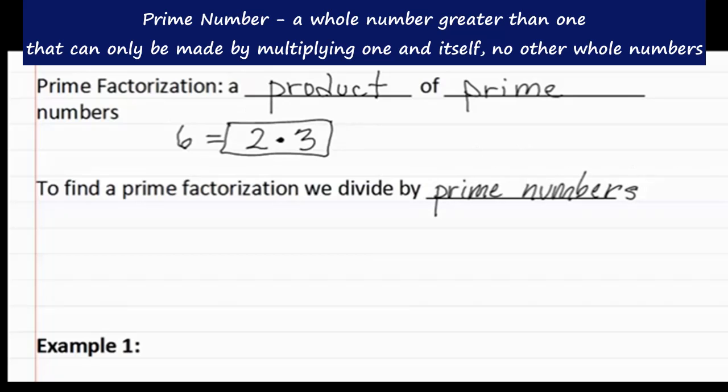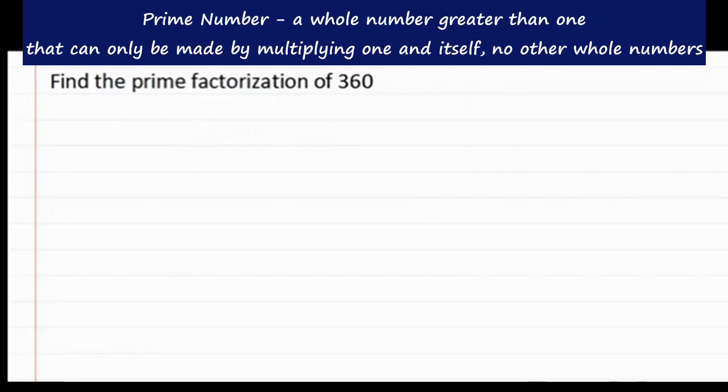Let's look at this in example 1. Example 1 asks us to find the prime factorization of 360. We will start by using a method called a factor tree. This is where we split this number into two numbers that multiply together to make 360. Since 360 ends in 0, I know that a 2 must divide evenly into it. 2 divides into 360, 180.